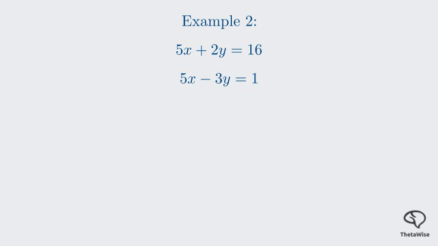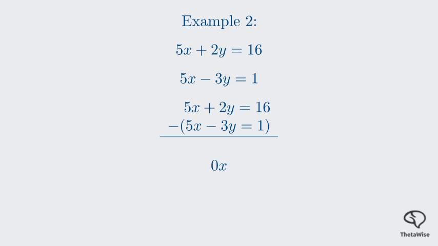Let's subtract the second equation from the first. Be very careful with the signs when you subtract. We'll write it out. We have 5x minus 5x, which is 0. The x variable is eliminated. Next, we have 2y minus negative 3y. Subtracting a negative is the same as adding a positive, so this becomes 2y plus 3y, which is 5y. On the right side, 16 minus 1 is 15. This simplifies to 5y equals 15.